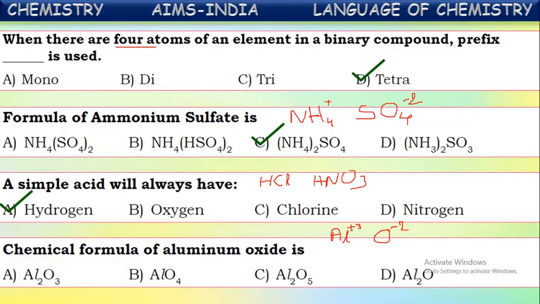By eliminating the symbols, here we crisscross these numbers. This 2 is written here, this 3 is written here. Now it becomes Al2O3. So the chemical formula of aluminium oxide is Al2O3. Okay.